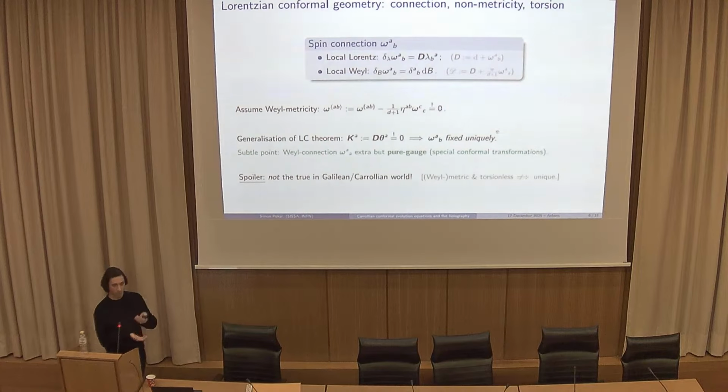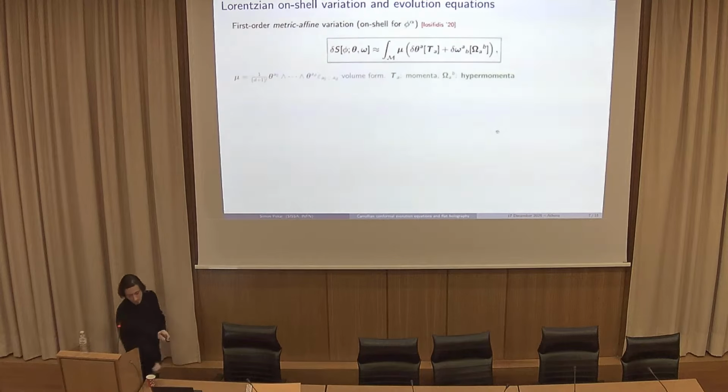So if you can build a connection that is Weyl metric compatible and torsion free, this is not enough to fix it entirely. It's going to have some free arbitrary data. All right, so now let me for a moment assume that I have 0 non-metricity and some torsion. And I'm going to assume that I have some microscopic theory for some fields phi that I will assume that these fields are on shell.